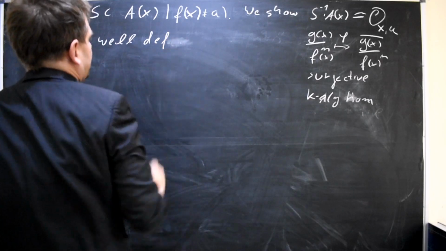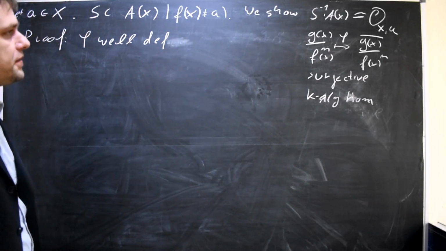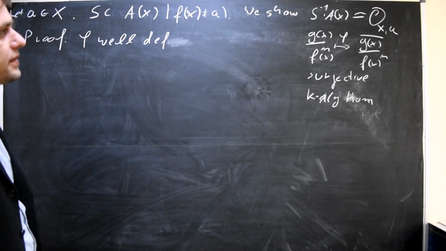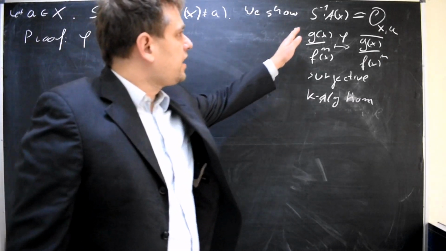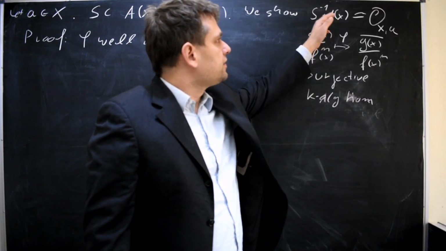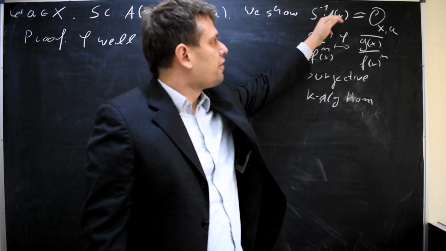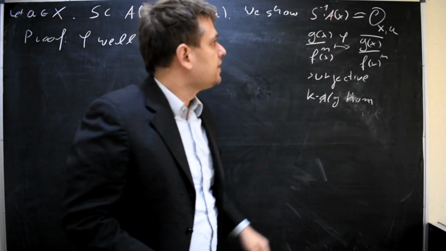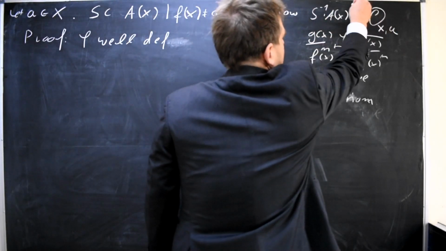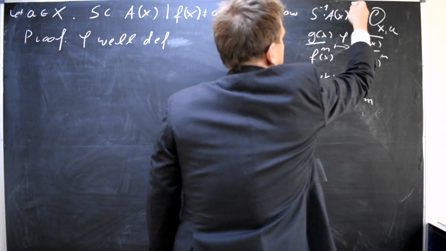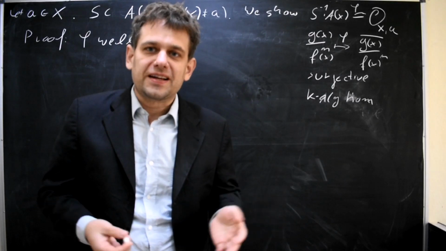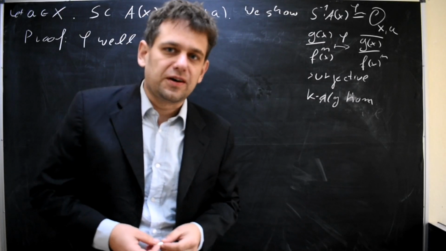Let's abbreviate it like this. So phi is well defined. This means that if we look at two representatives of the same equivalence class over here and map to the stalk using this map phi, we have to make sure that they get mapped to the same element in the stalk.